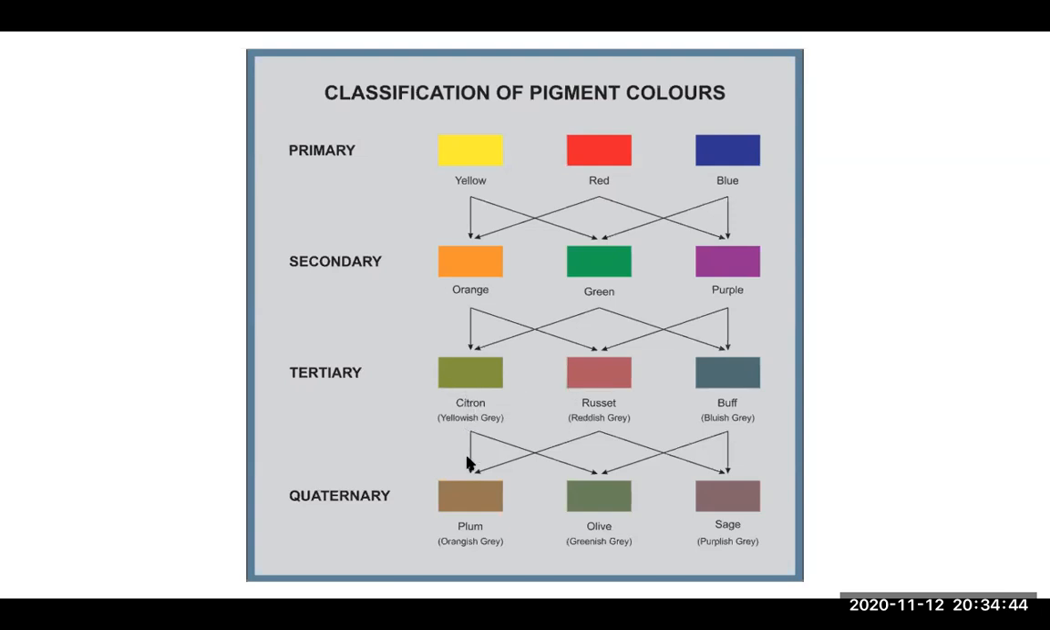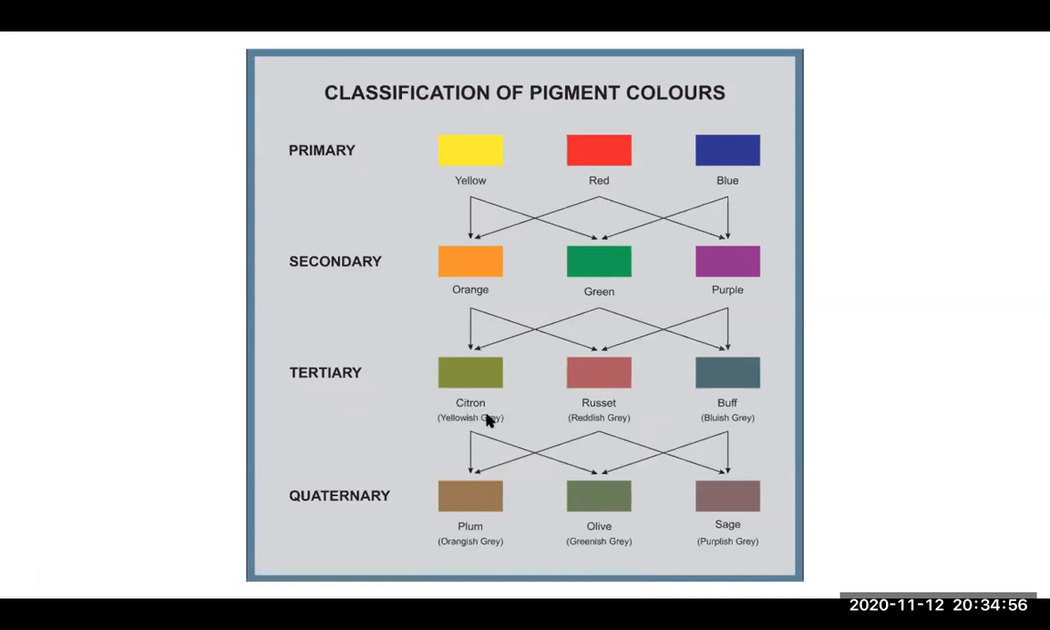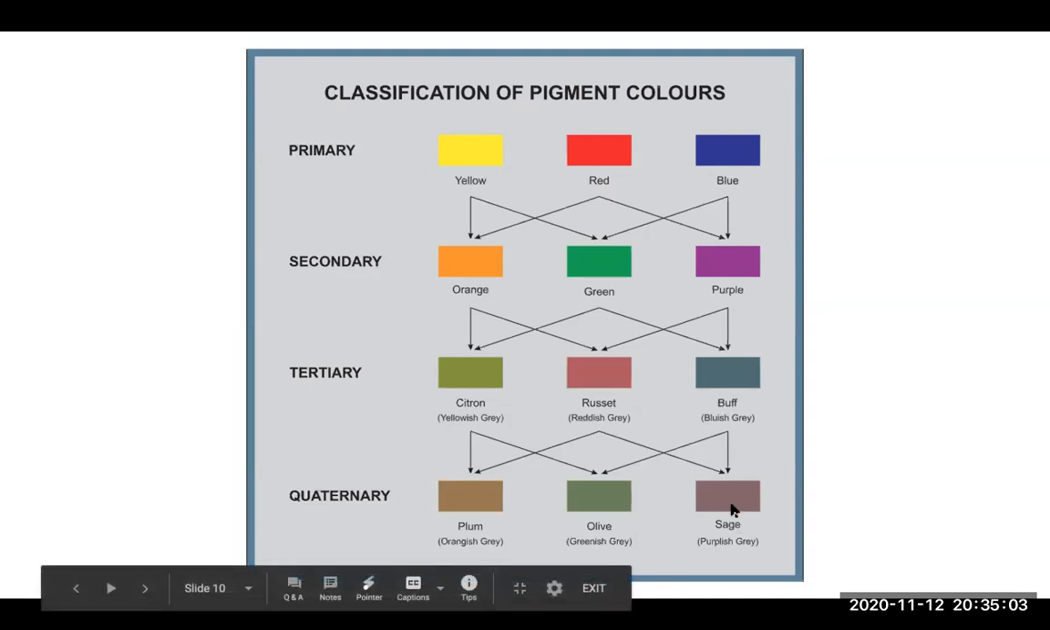So then we're going to go down to the quaternary colors. This yellowish gray and this reddish gray create this orangish gray. This reddish gray and this bluish gray create this purplish gray. It's a really pretty color. And we have names here, sage, olive, whatever. But we can just call it as we see it. And then this yellowish gray and this bluish gray create this greenish gray.